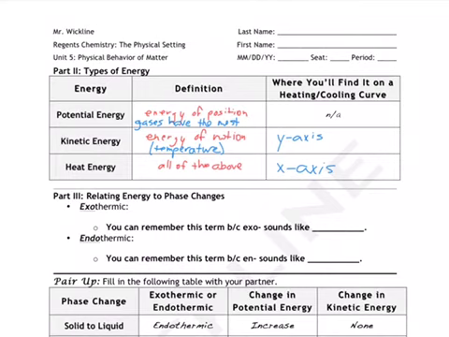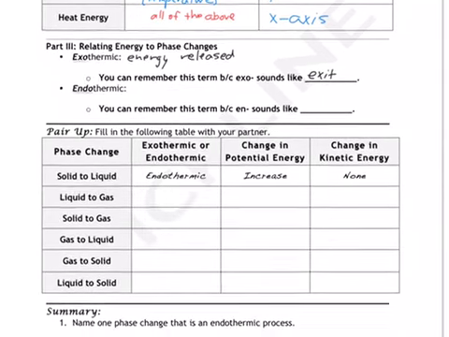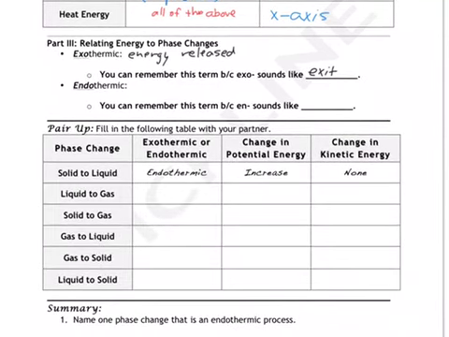So the term exothermic means energy is being released, and you can remember this term because exo sounds like exit. And the term endothermic means that energy is being absorbed, and you can remember that because en or n sounds like enter or in.